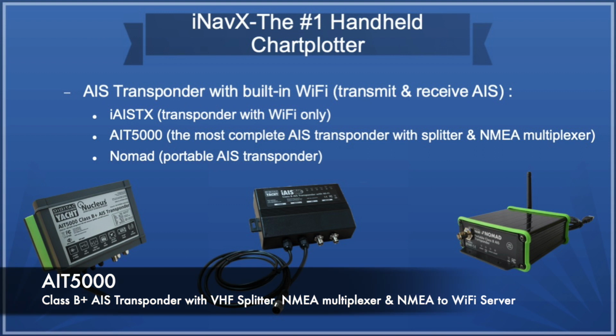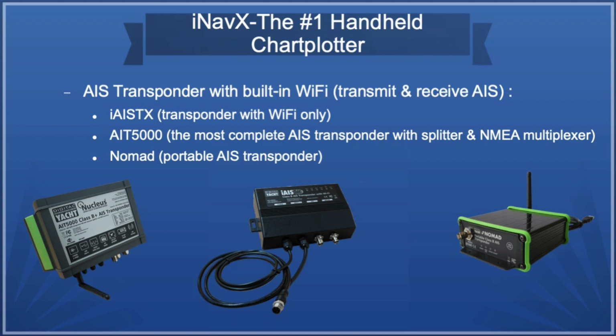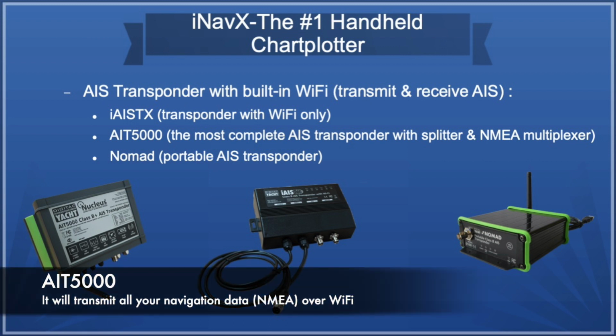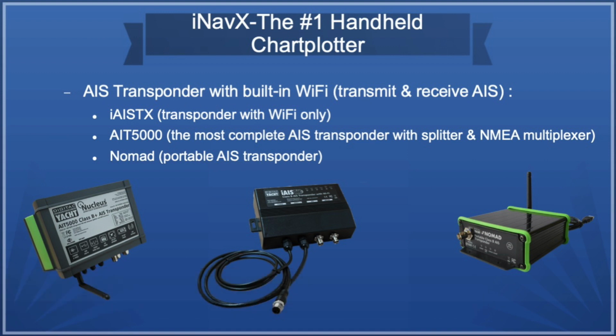So you will receive all the AIS targets and transmit directly all the targets onto iNavX. But at the same time, you can connect all your other sensors onto the NMEA input of the AIT 5000, and it will transmit all the data onto iNavX. So depth, speed, wind, or manage autopilot, everything you want, you can do it with the AIT 5000.